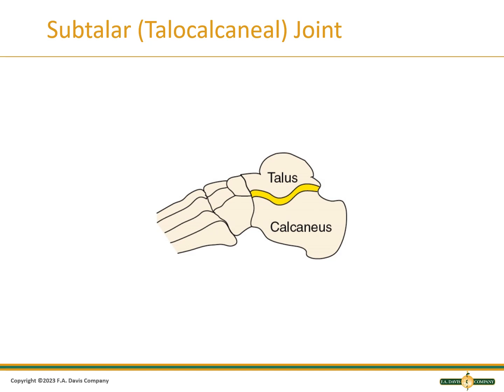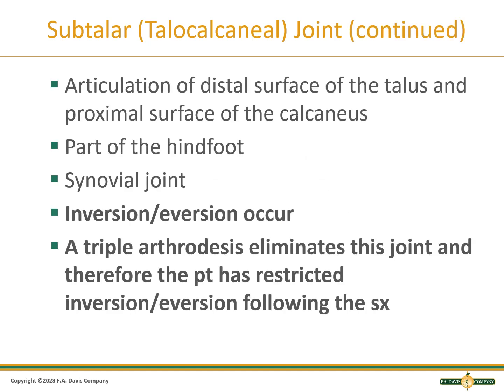My subtalar joint is the articulation between the talus and the calcaneus. What motions happen at my subtalar joint? Inversion, eversion. So it's the articulation of the distal surface of the talus and the proximal surface of the calcaneus, and makes up part of the hind foot. It is a synovial joint where inversion and eversion occur.